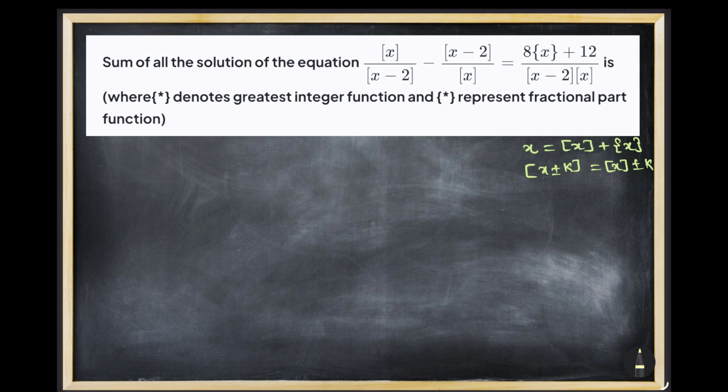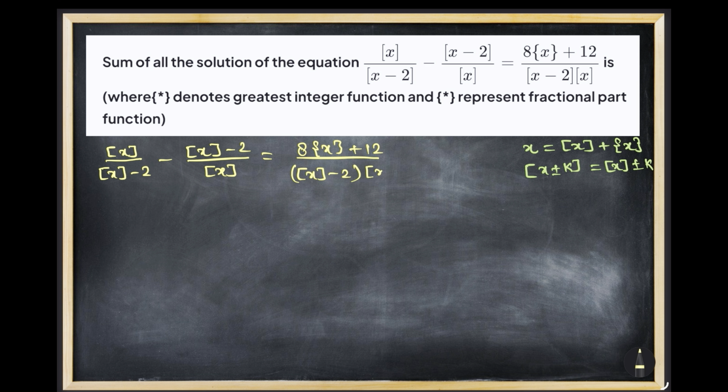Now if you observe, we can write this question as [x]/([x]-2) minus ([x]-2)/[x] equals 8{x} plus 12 upon ([x]-2)[x]. For the time being, if you don't mind, can I consider [x] as A and the fractional part {x} as B, so that it could look a little bit simpler?